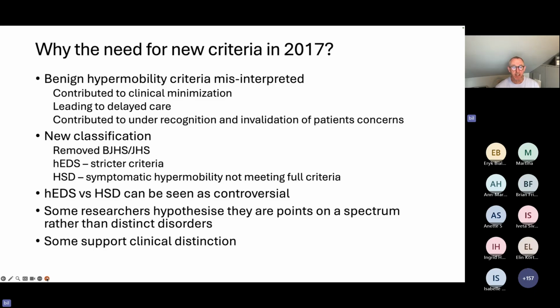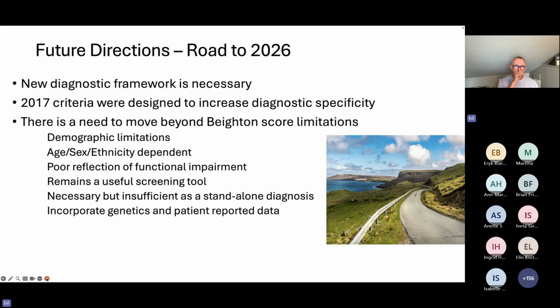Now, the HEDS versus HSD separation can actually be seen as quite controversial because some researchers are hypothesizing that there are points on a spectrum rather than distinct disorders. Some still support this clinical distinction, but we'll see what they say in September with the new guidelines. So the road to 2026 really is we need a new diagnostic framework. 2017 criteria were designed to increase diagnostic specificity, and there's a need to move beyond the Beighton score limitations, demographic limitations, but it has age, sex, ethnicity limitations.